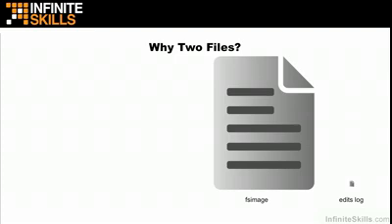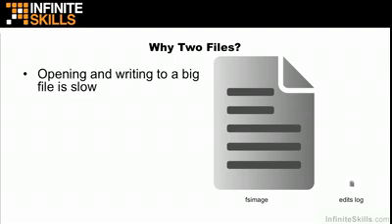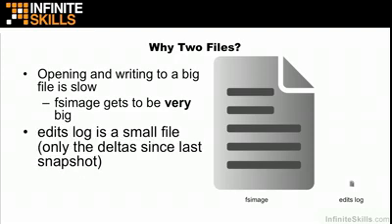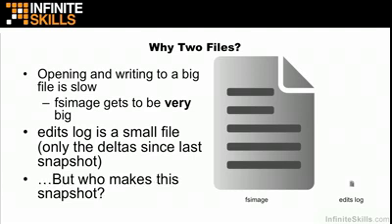Why do we have two files? Well, opening a big file is slow, and we'll see that fsimage gets to be very, very big. Edits log is a small file. It's only the deltas since the last snapshot, and opening this much smaller file is going to be a whole lot easier. But then that begs the question, who makes this snapshot? Who keeps making this fsimage? That is the secondary name node.